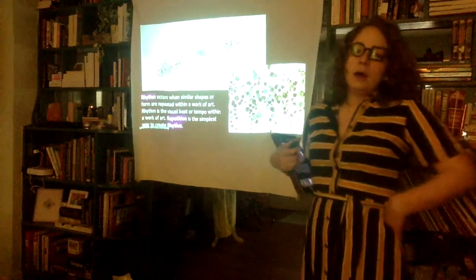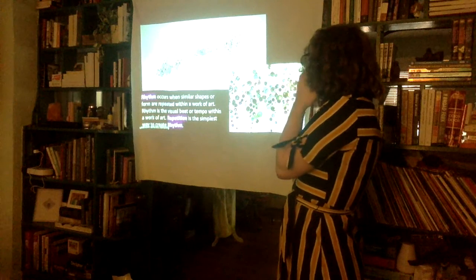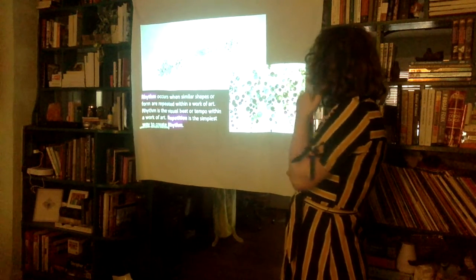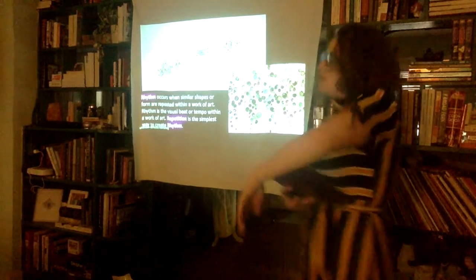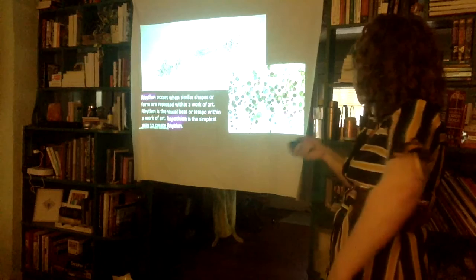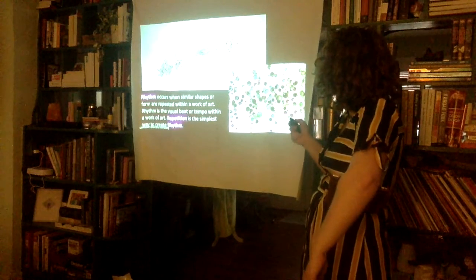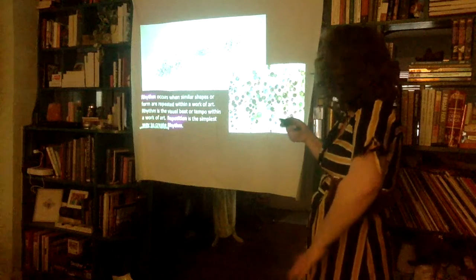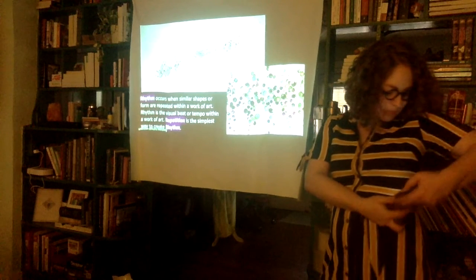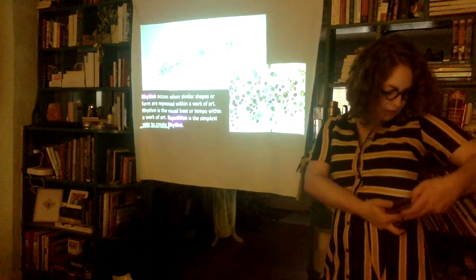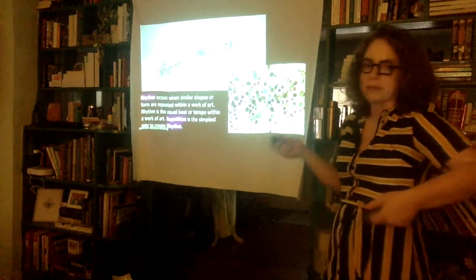Alright, so next we have rhythm. Rhythm occurs when similar shapes or forms are repeated within a work of art. Rhythm is the visual beat or tempo within a work of art. Repetition is the simplest way to create rhythm. So this work of art obviously has rhythm because it has a lot of repetition. There's a lot of little circles, and it flows together. So this is by an artist named Julie Marin, and it is called Botanica, from her Biophilia series. And this is painted, like all of these little things are acorn tops that she either filled with paint or geodes or something. So it's cool.